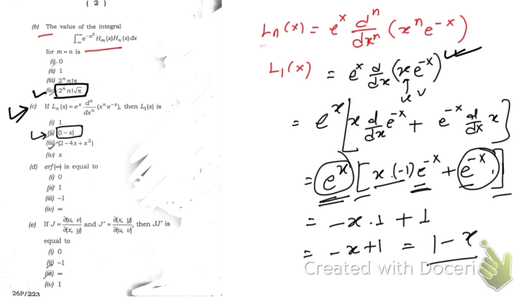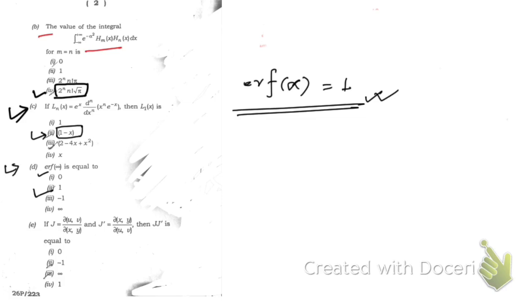Now the next question is on the error function. ERF of infinity. The error function of infinity is always equal to 1. Remember this formula. So the correct option is 2. This is the correct answer.